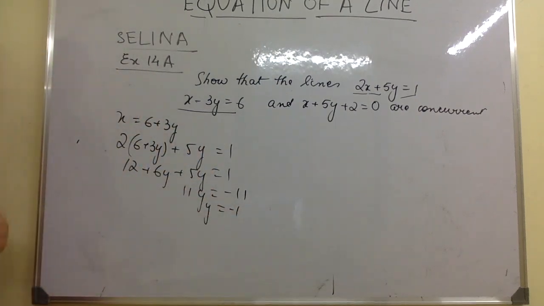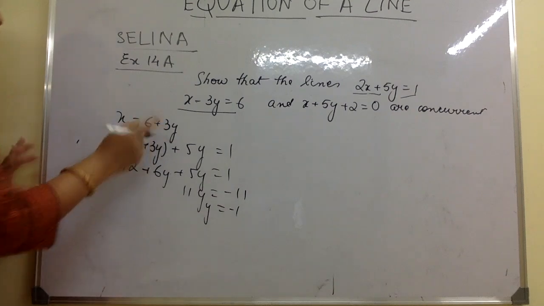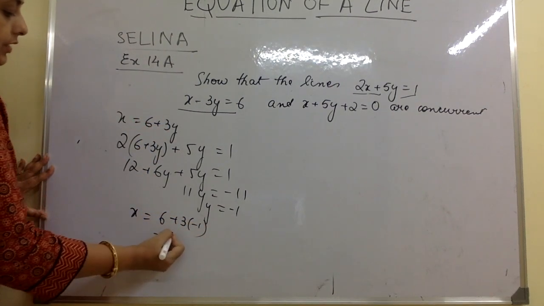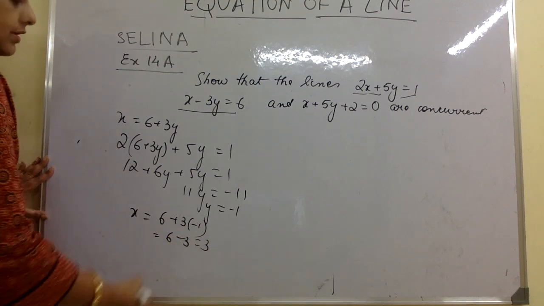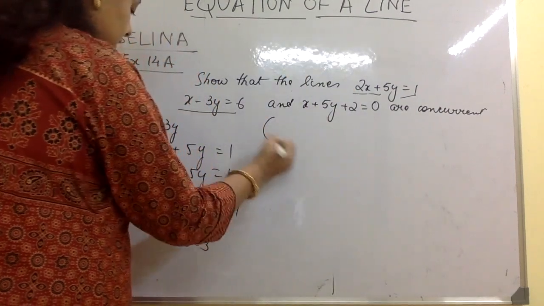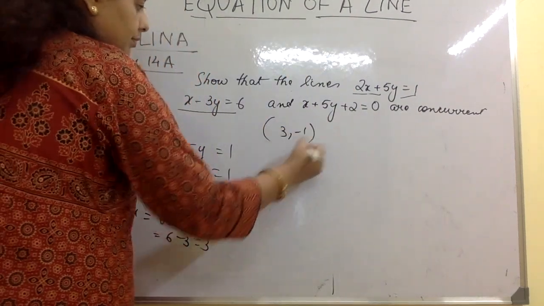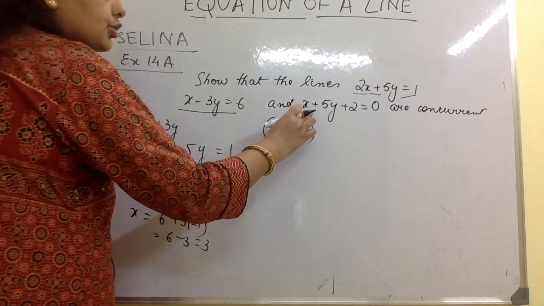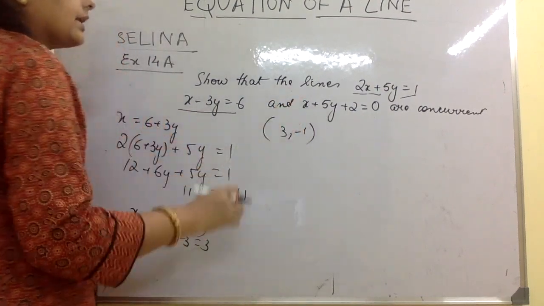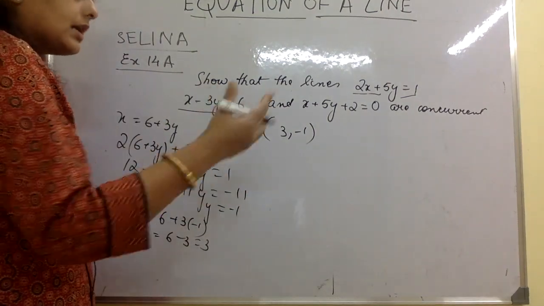So the point of intersection, now let me put y here and find the value of x. 6 plus 3 into minus 1, which is 6 minus 3, which is 3. So the point of intersection of this line and this line is 3, minus 1. Now this point should lie on this line. If this point satisfies this line, then the three lines are concurrent.